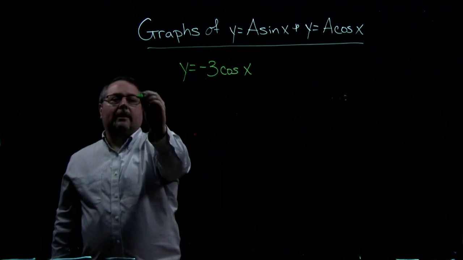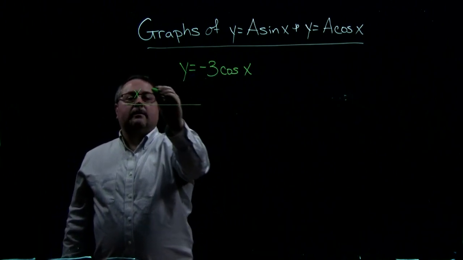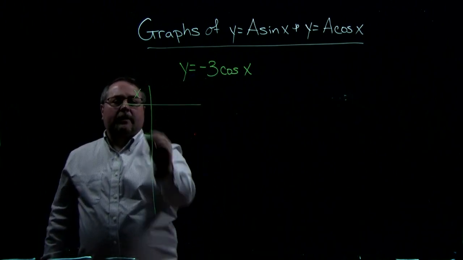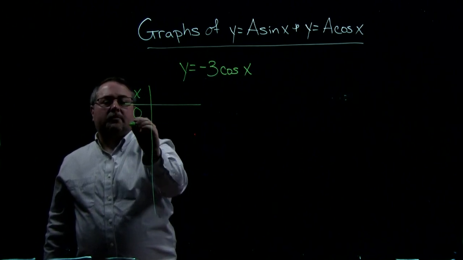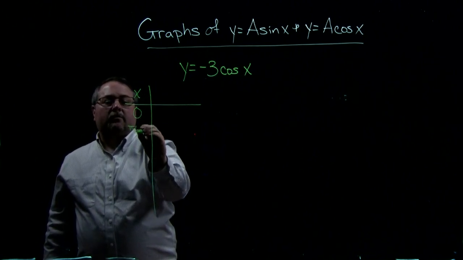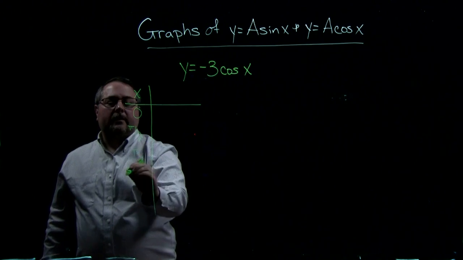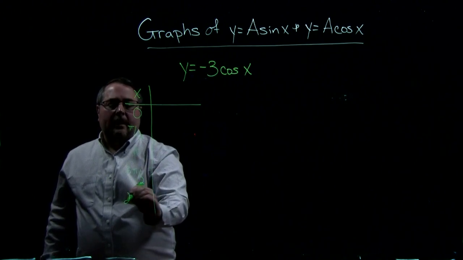So let's go ahead and just pick some angles x. And here we can just let x run from 0 to 2 pi. So we'll do 0, pi over 2, pi, 3 pi over 2, and 2 pi.